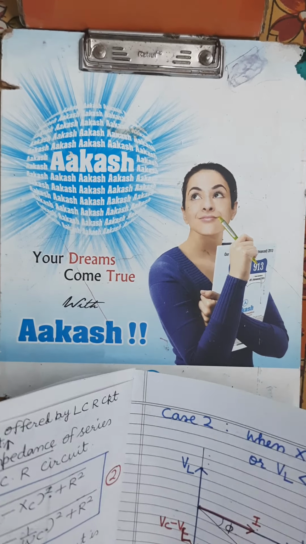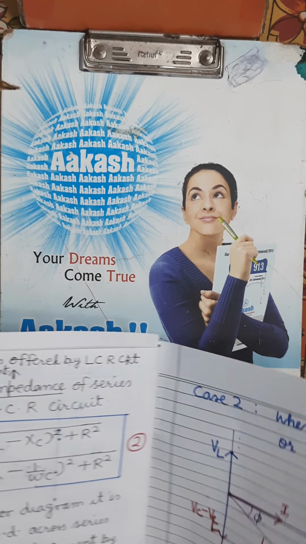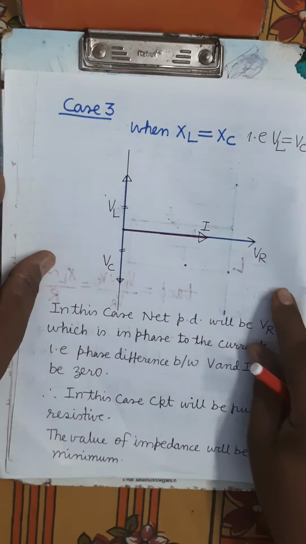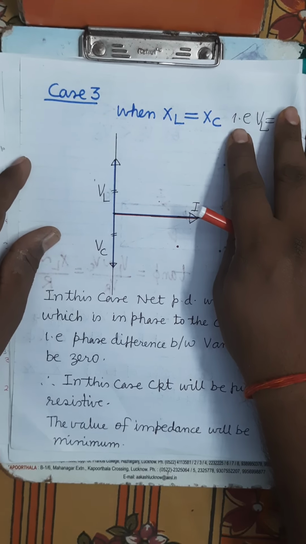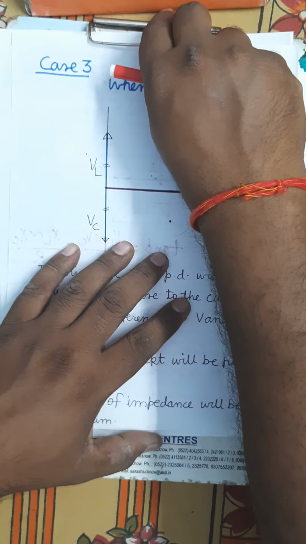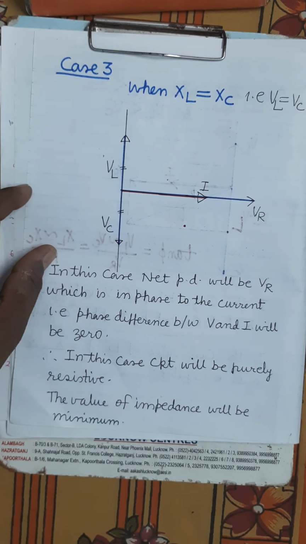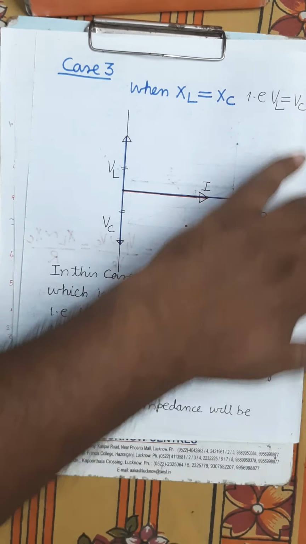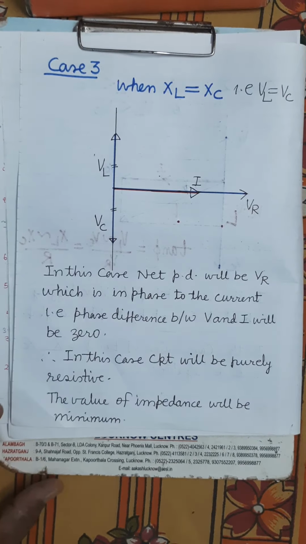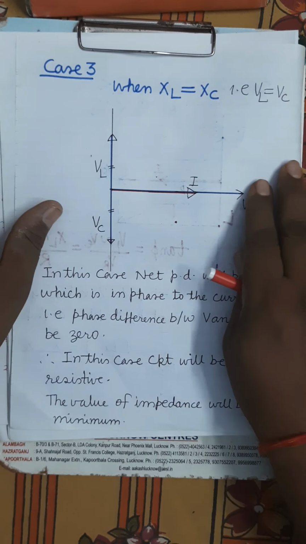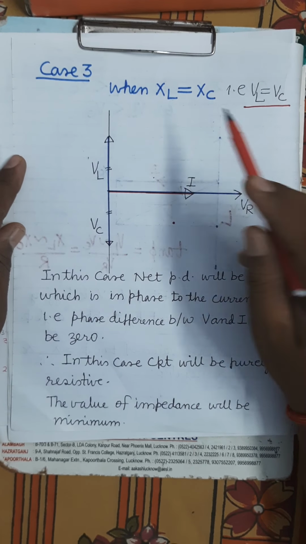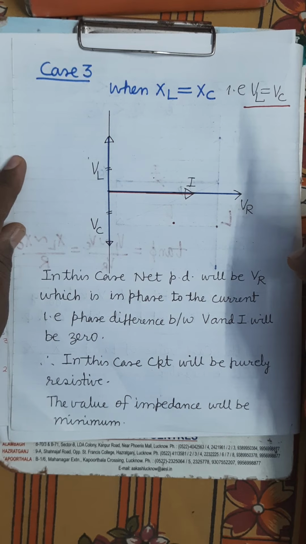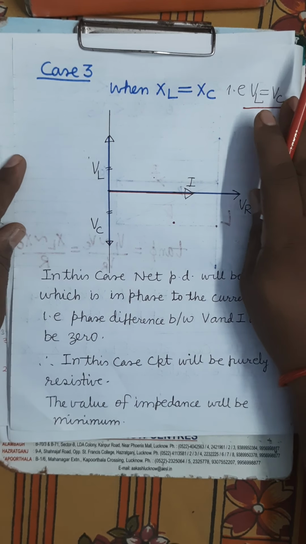Here you can see some special cases. This is case 2, which I have already discussed. Now see case 3. Case 3 is when XL is equal to XC. When XL is equal to XC, then how will you find it? See here, when XL is equal to XC, then VL will be equal to VC, because I have already told you VL equals I into XL, VC equals I into XC, therefore VL will be equal to VC.